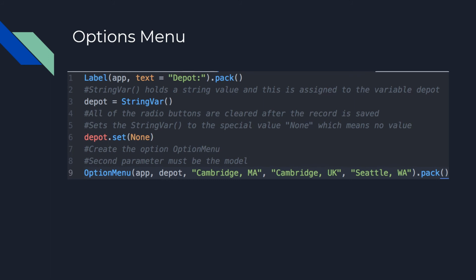One thing that should be noted here is that the second parameter must be the model. So in this case, option menu app, comma, depot, the second parameter is the model, which is depot.